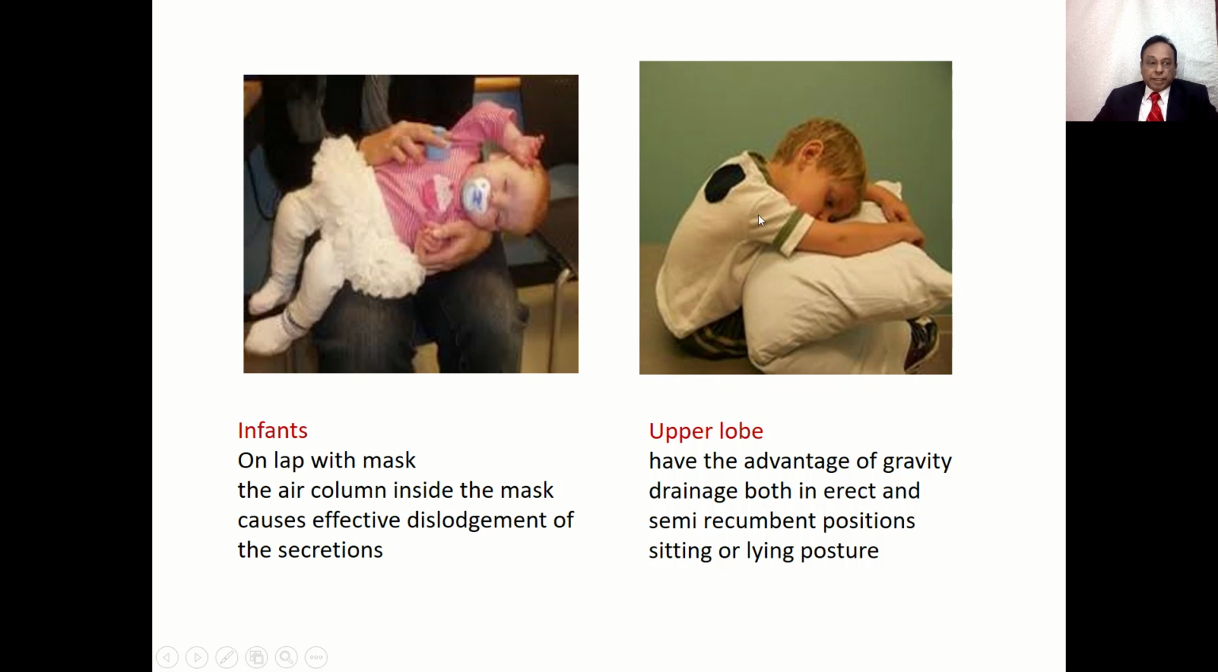But in some other conditions, the child may develop bronchiectasis in the upper lobe, and you can simply do it like that. This should be combined with percussions. In infants, you can use this mask. The mask can be used, and the air column inside the mask effectively dislodges the sputum. That's very, very important. You put the child on your lap, and you can do it like that.